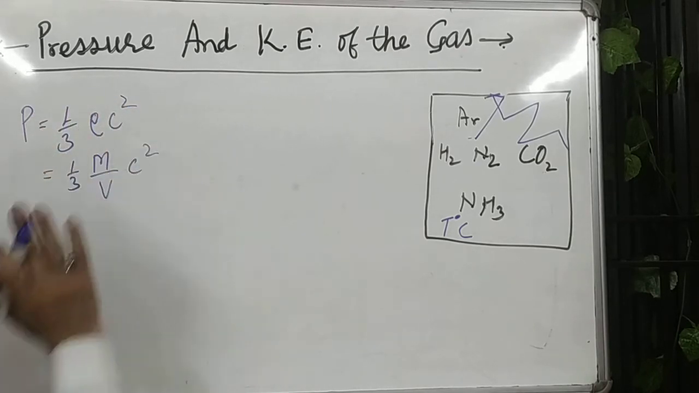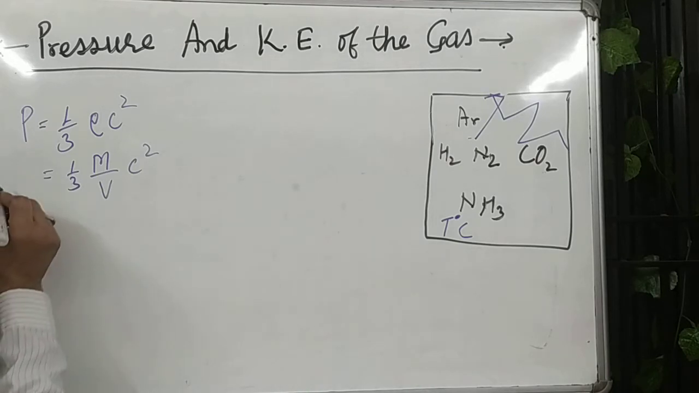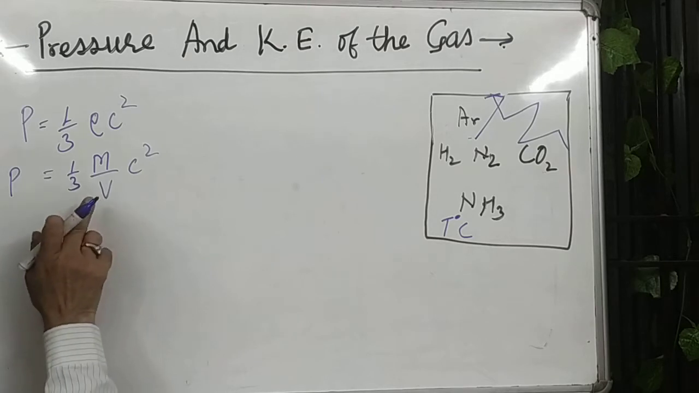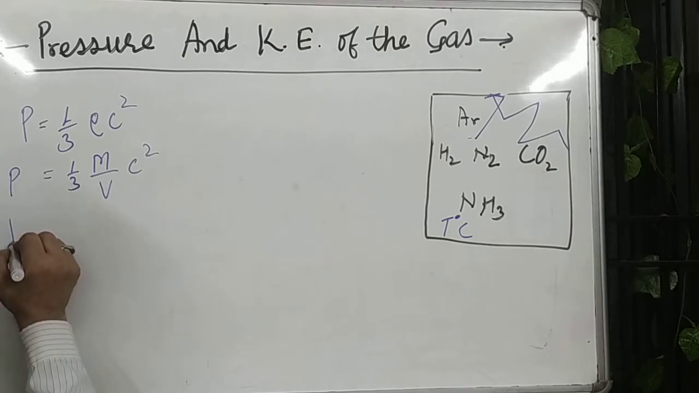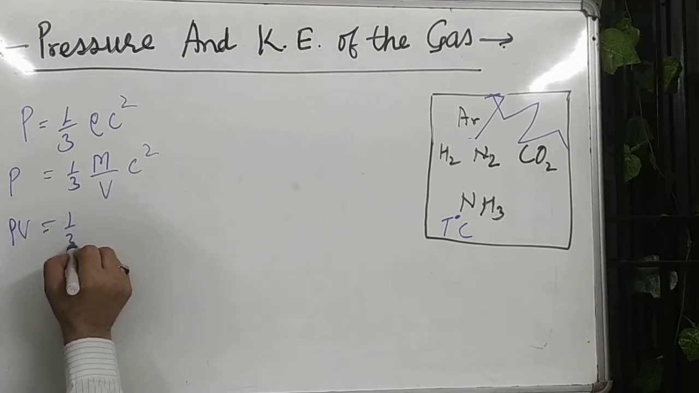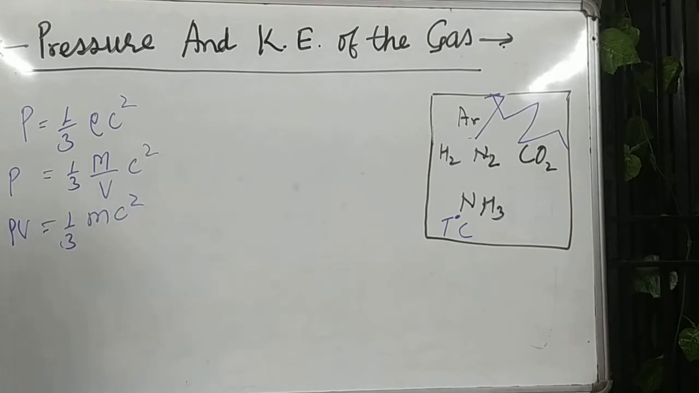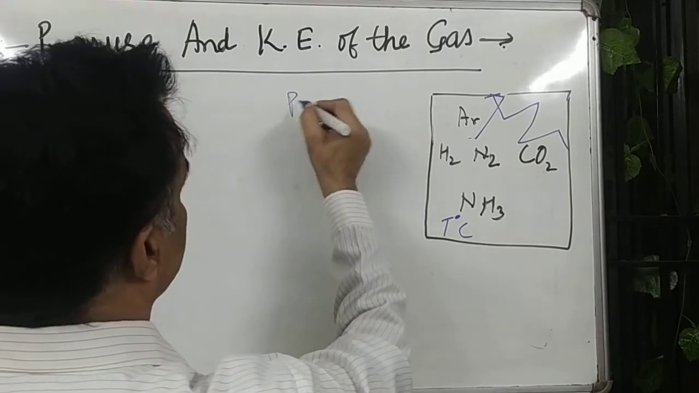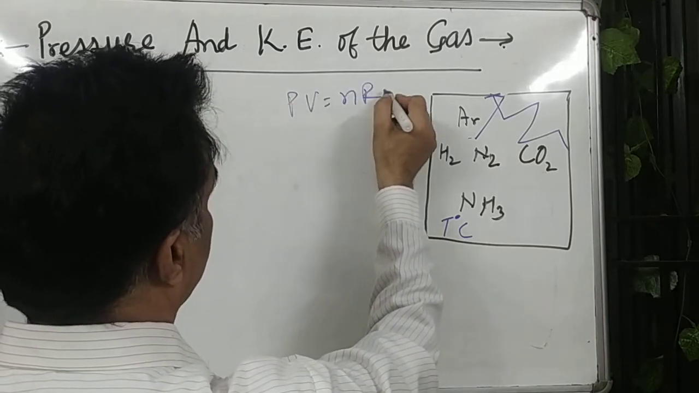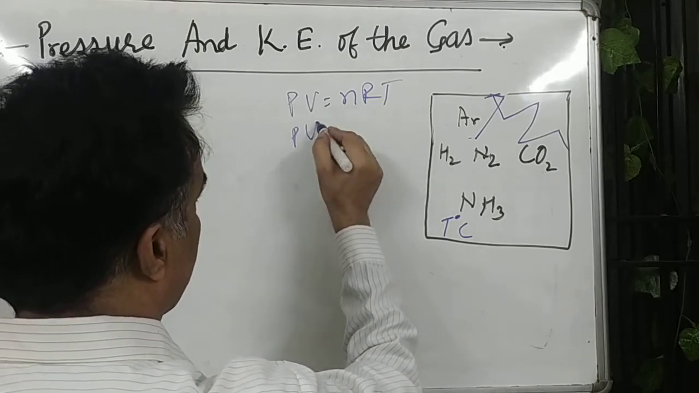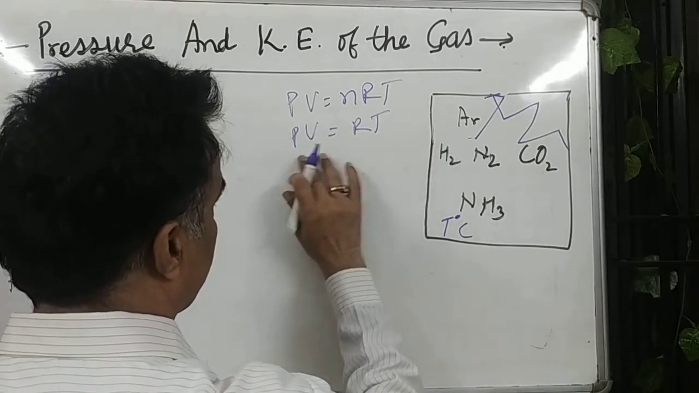If it is 1 mole, this is P, and this will be the mass of 1 mole. V you may transfer to this side, so that PV equals 1/3 molar mass into C square. And PV equals RT, which can be represented as PV equals nRT for an ideal gas. n I have taken as 1, so PV equals RT will be the equation for 1 mole.